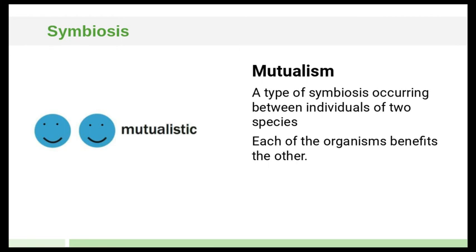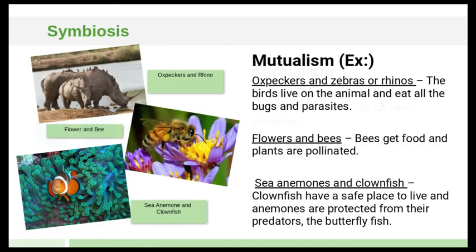So, mutualism is a type of symbiosis occurring between individuals of two species. Each of the organisms benefits from the other. So let's look at some examples of mutualism on the next slide. Oxpeckers and zebras or rhinos. Oxpeckers are birds that live on animals and eat all the bugs and parasites off of them. So oxpeckers would eat the ticks and things off of animals that would otherwise give them a disease or suck their blood and potentially kill them. Flowers and bees get food and the plants are pollinated.